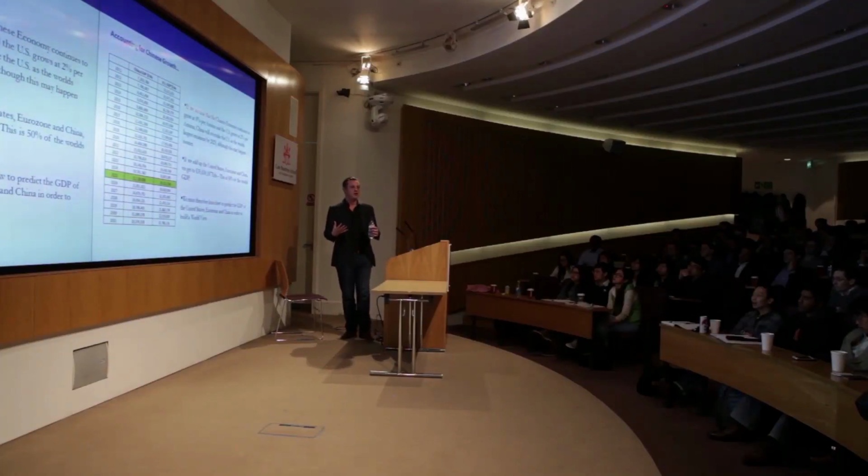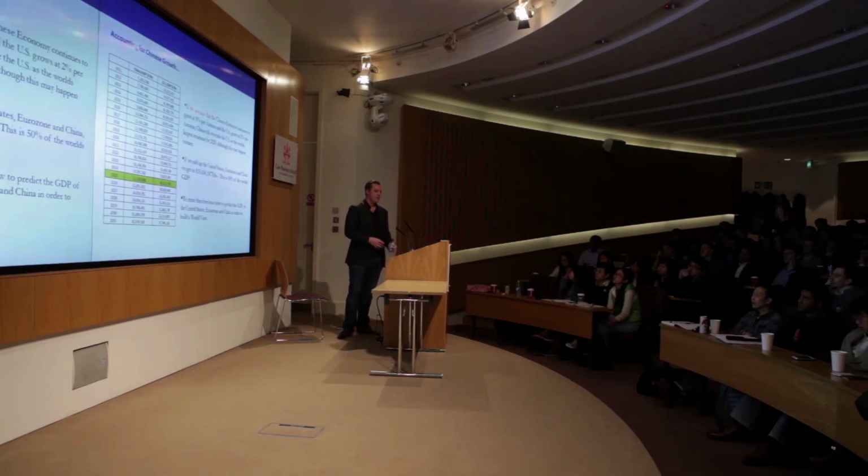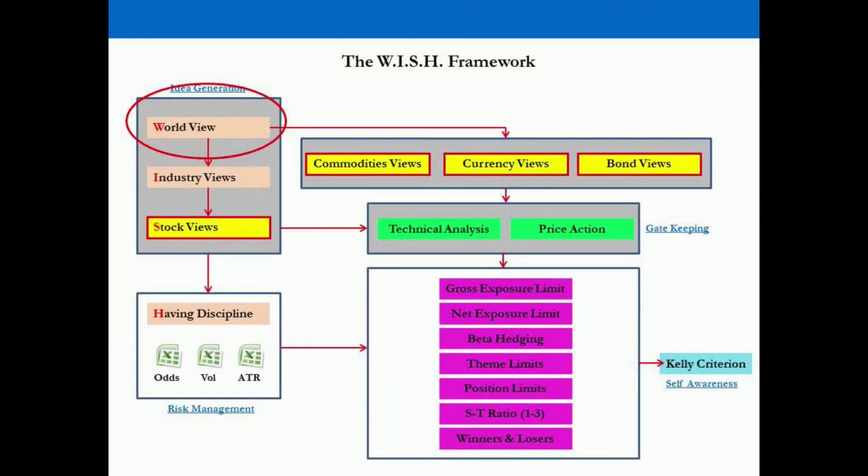The future of GDP and the future of global stock markets will only be dependent on a few things. Whether the US can get itself out of its mess, and Chinese growth. Because China's going to be the biggest economy in 2025. So this is how we get our world view. Predicting GDP.